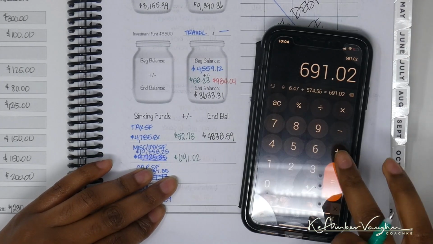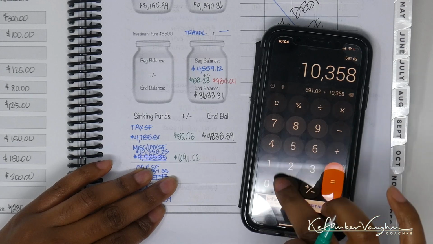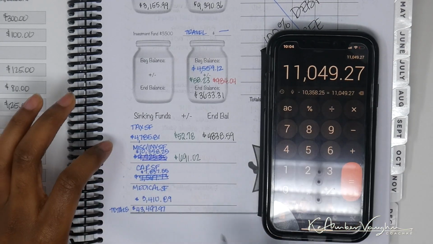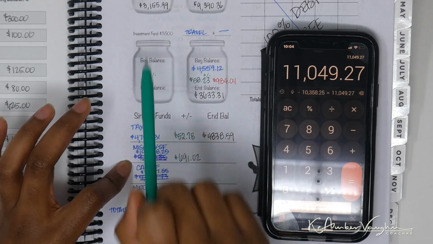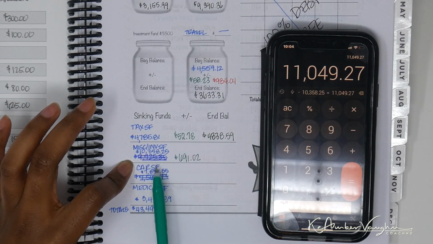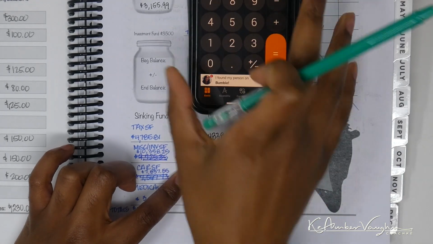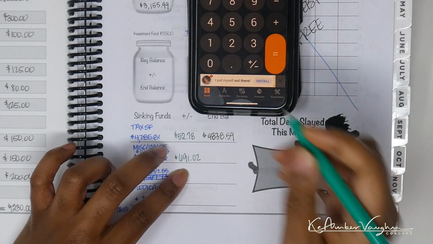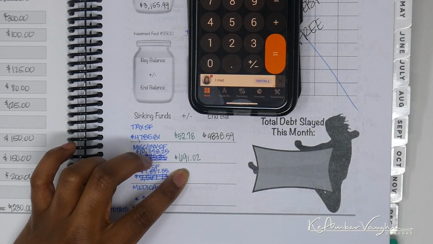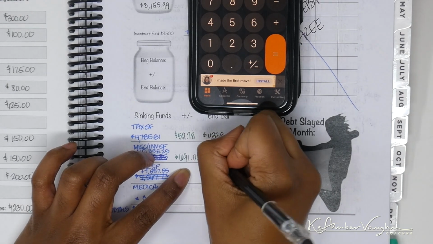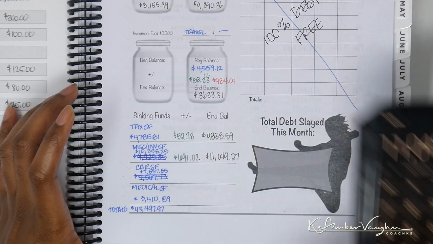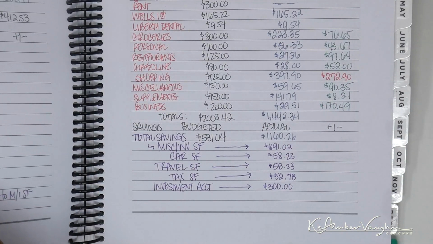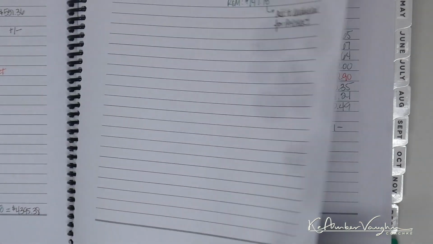And if I add that to the beginning balance, I usually use erasable pens all the time, and I didn't when I did the beginning balances, and I realized I messed up on these two, and I don't have whiteout because I never really use regular pens. So my ending balance was $11,049.27.